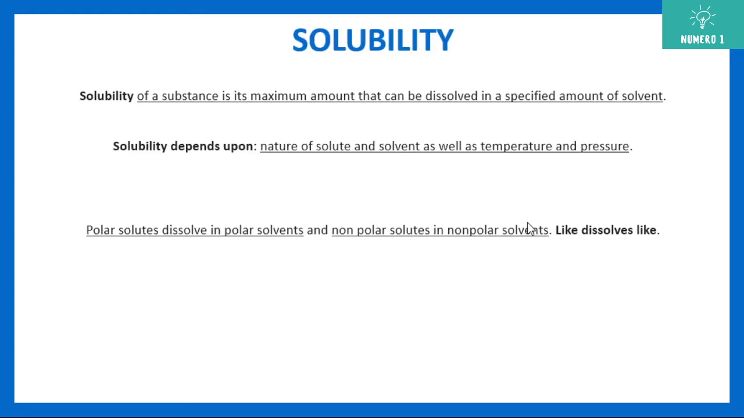So first part, what is solubility? The solubility of a substance is its maximum amount that can be dissolved in a specific amount of solvent. Solubility depends on the nature of solute and solvent, as well as temperature and pressure. See, the temperature and pressure also have effects.